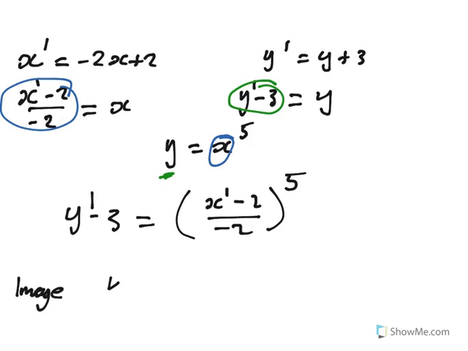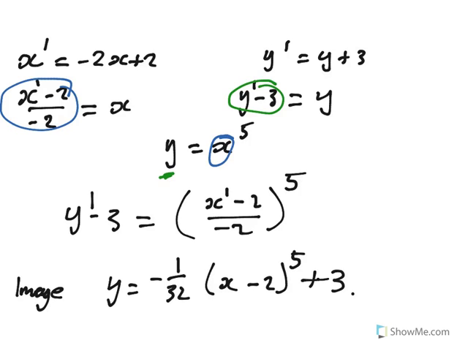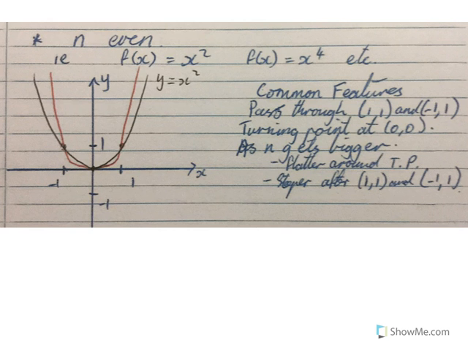You get an image which is y equals negative 1 over 32 (x minus 2) to the 5 plus 3. The steps in here are in the notes that are on the page. That's an odd one, that's nice. These are even ones. We know even parabolas, it's a similar kind of thing.